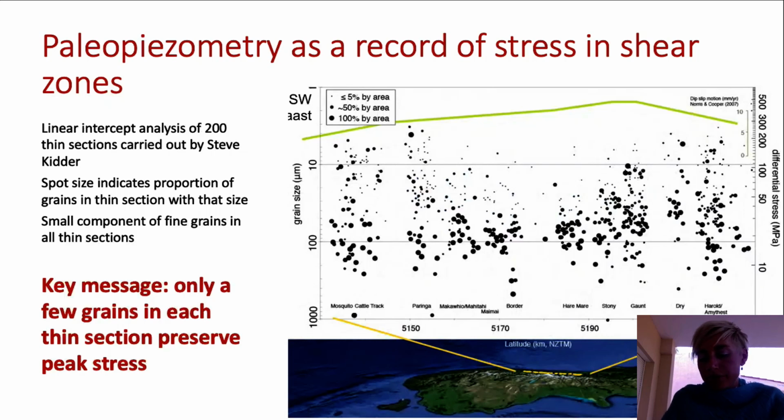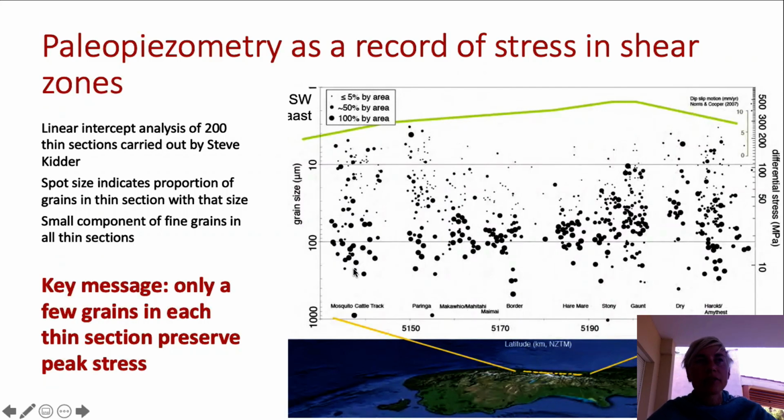This work was a rigorous examination of the grain sizes within the mylonitic rocks. It was done in some detail by Steve Kidder when he was a postdoc at Otago. This really cool diagram here: he took something like 200 thin sections distributed along the length of the Alpine fault zone, or taken from outcrops along its length. And he carefully measured the recrystallized grain sizes using a linear intercept method.